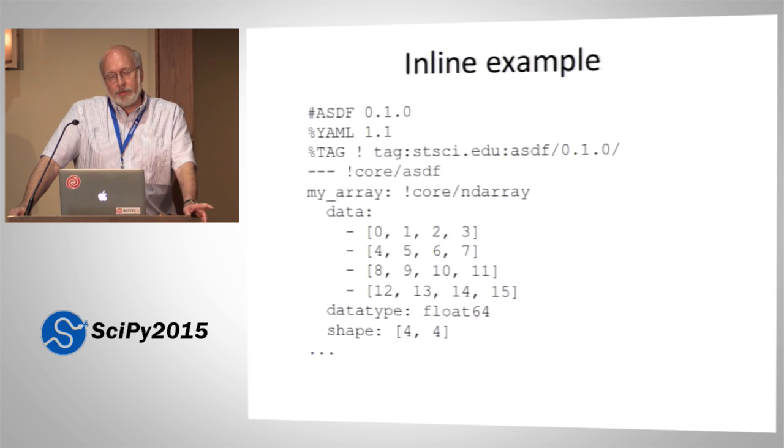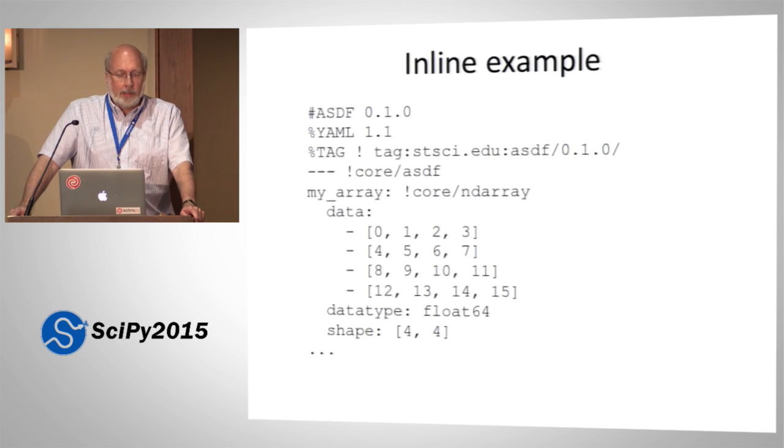And so this illustrates how, if you have small amounts of data and you don't want to use binary, you could just simply put the values inline in the YAML. This essentially corresponds to the previous example.